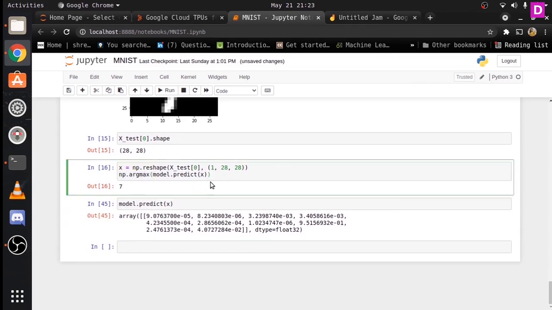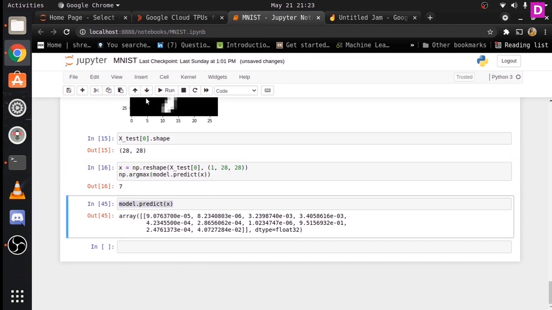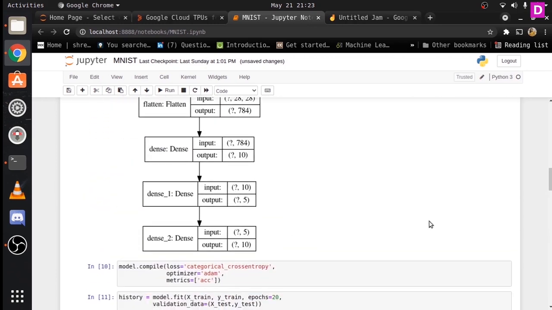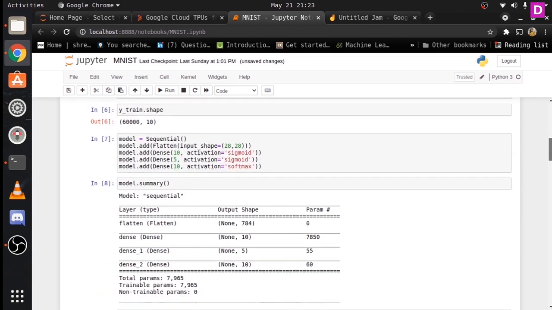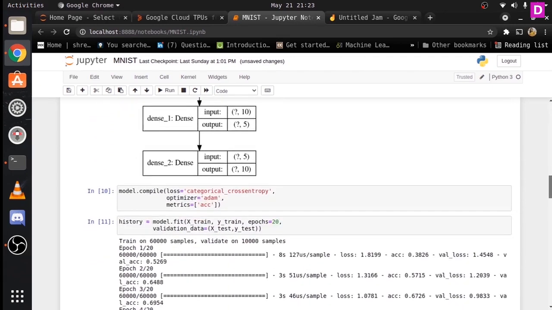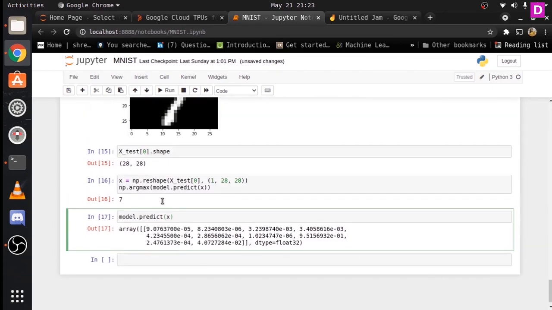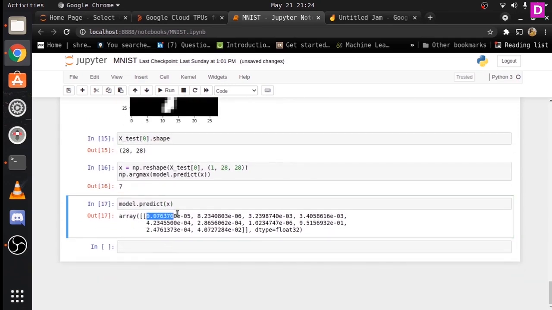So why is that? If we just do model.predict, what it will show here is these results. Again, if you remember, the output was question mark comma 10. We know the question mark is 1, but it will give us 10 outputs. Why is that? It will give us the probability for each number. So the probability that this image is 0, this is the probability. The probability the number is 1, this is the probability, and so on.